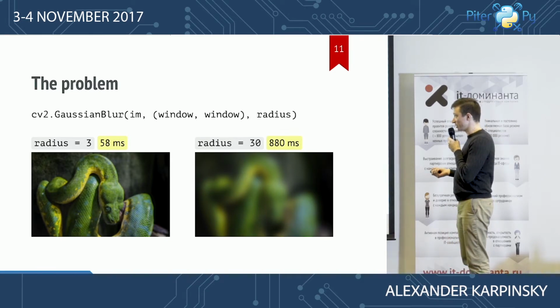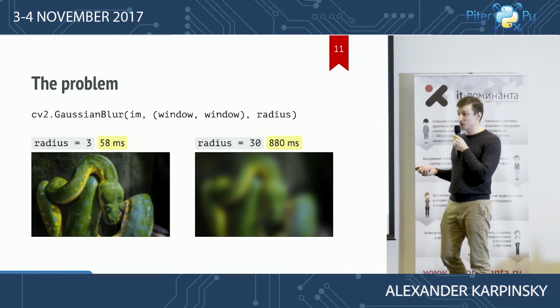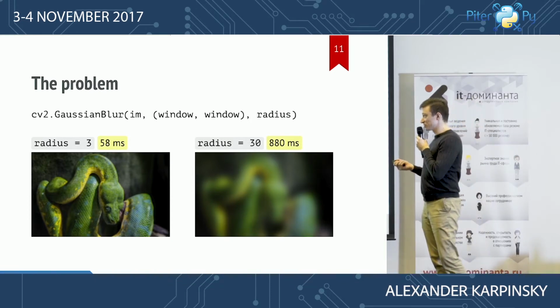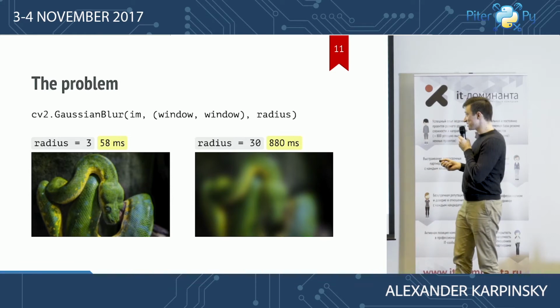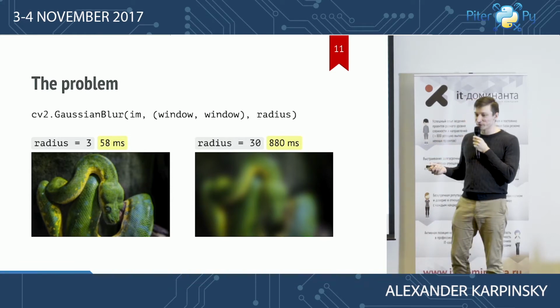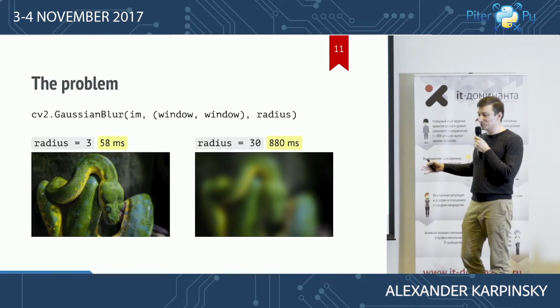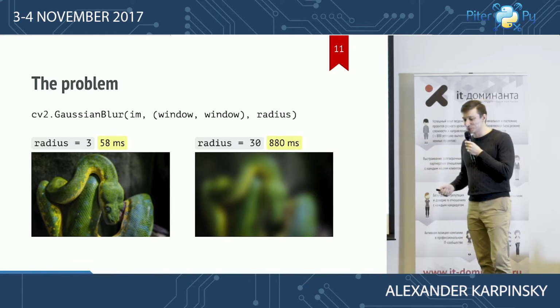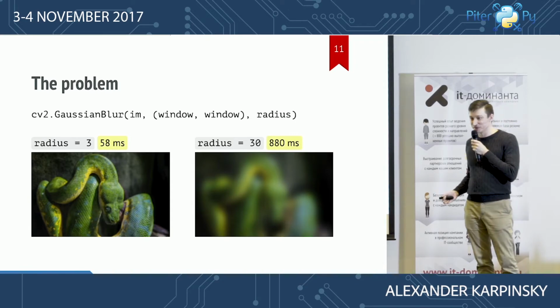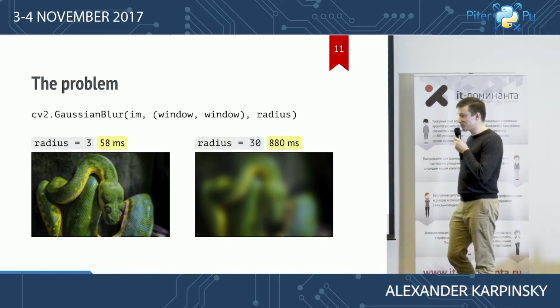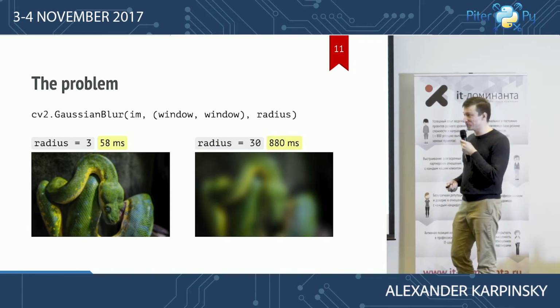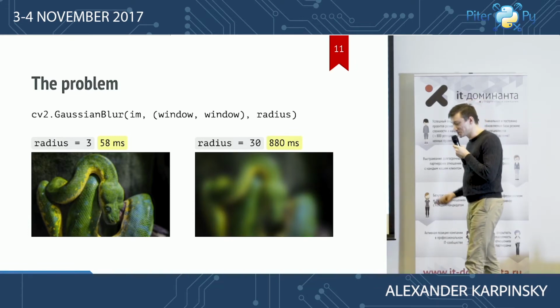For instance, the Gaussian function has the parameter of radius. So with a radius of 3, it takes 58 milliseconds to blur. If it is 880 milliseconds, then it is 10 times longer. Then we arrive at cubic complexity, which needs to be taken into account in your application.